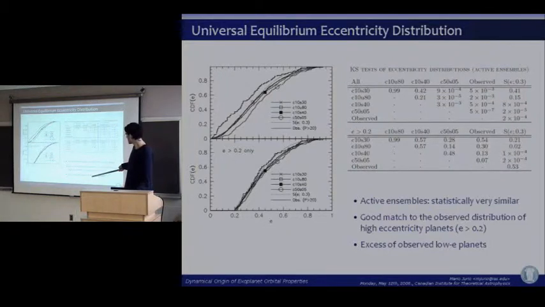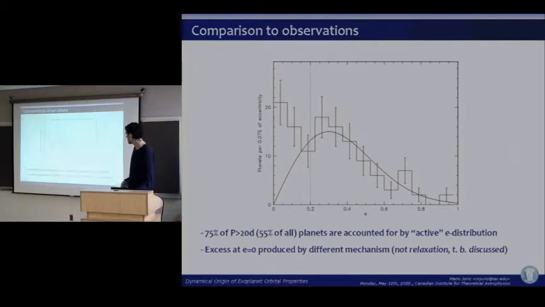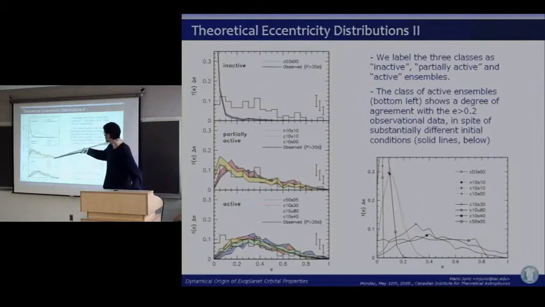Now, there still is this problem with the excess of observed low eccentricity planets. This is how the observed distribution looks, and this is the best fit active ensemble distribution compared to it. So we have an excess of about 25% of planets above what we would predict if all exosolar planets are formed in the same dynamical process as the four ensembles over here.